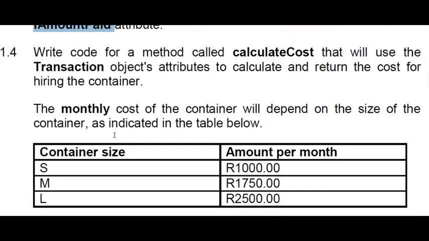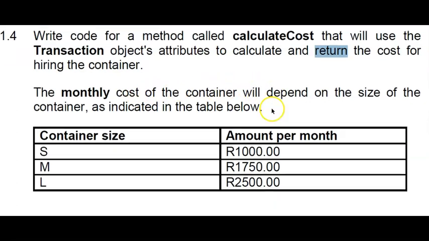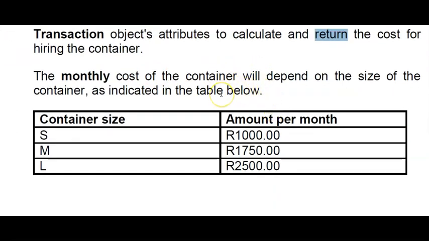The next question here says write code for a method. They don't say whether it is a function or procedure, called calculate cost, that will use the attributes to calculate, and this is another word you're going to highlight in your exam. You are going to highlight the word return or result, because that means it's a function. So we have to calculate this cost and return it. Then they say the monthly cost of a container will depend on the size. Remember, we have that field for the size.